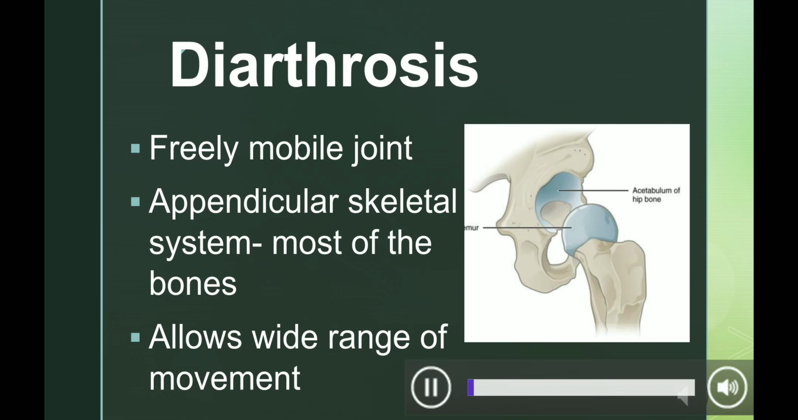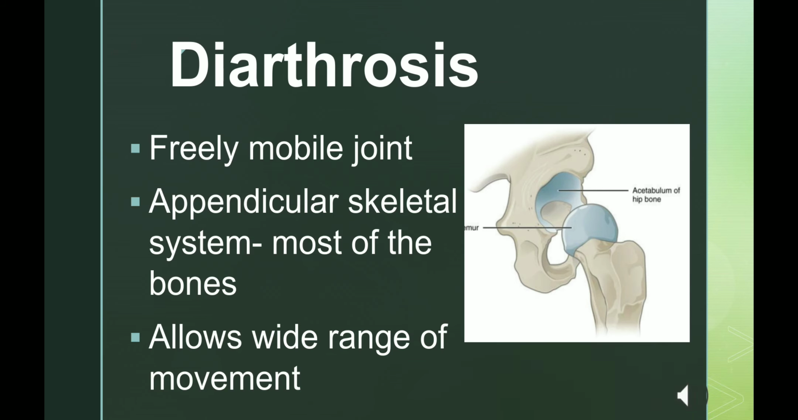So the next one is diarthrosis. It is a freely mobile joint. An example for diarthrosis is that all the synovial joints are diarthrosis. That is, most of the joints in the appendicular skeletal system. It provides the limb with a wide range of movement.